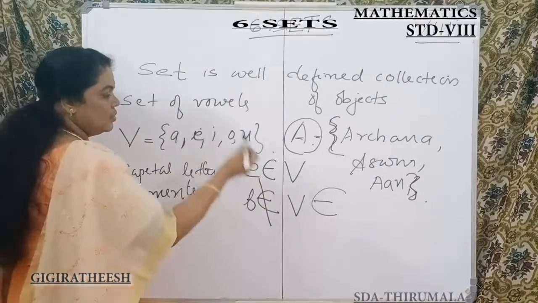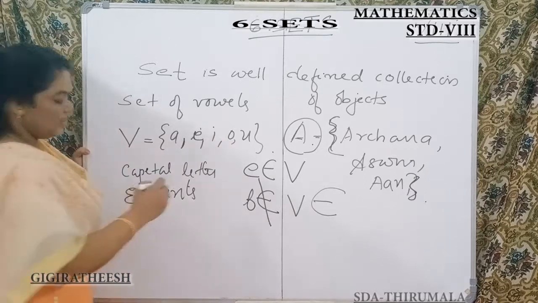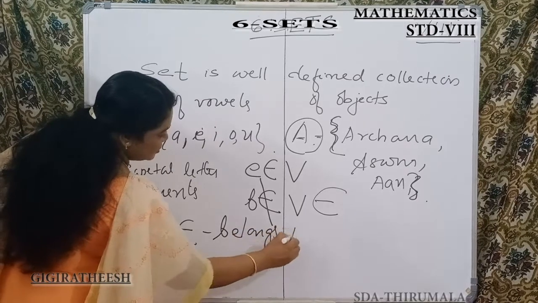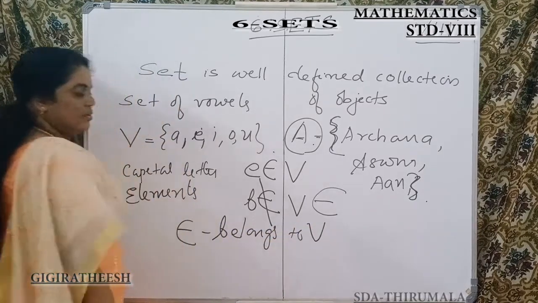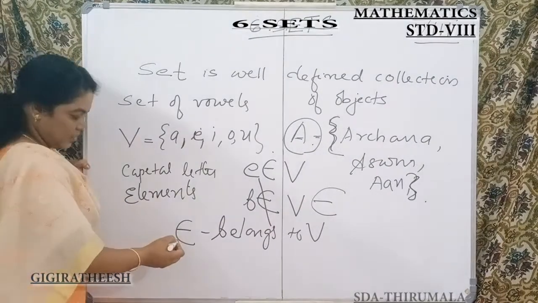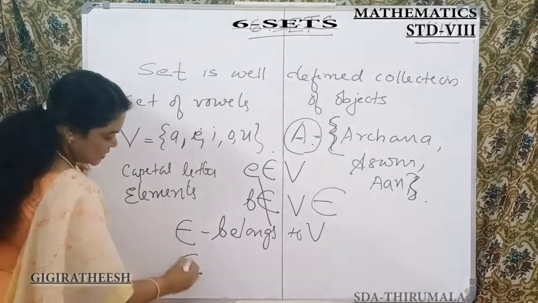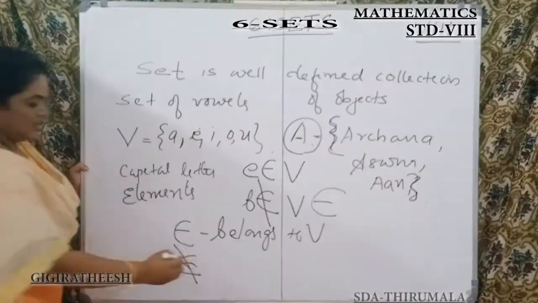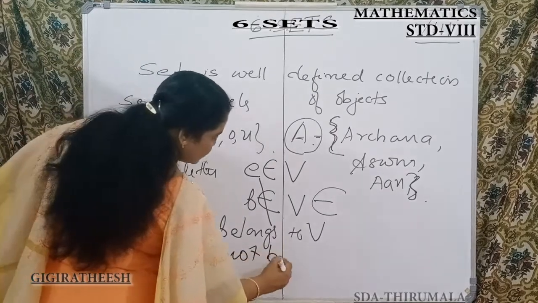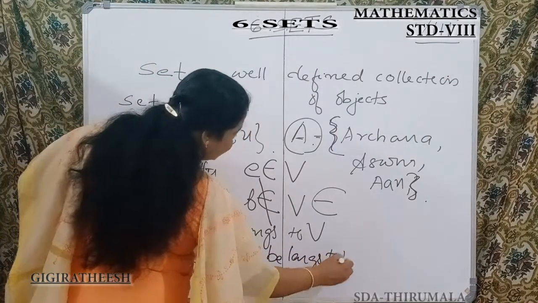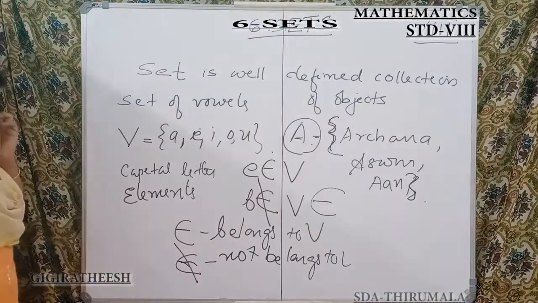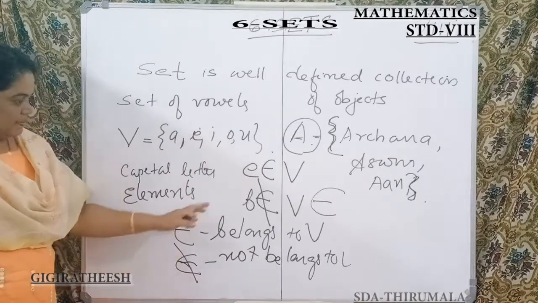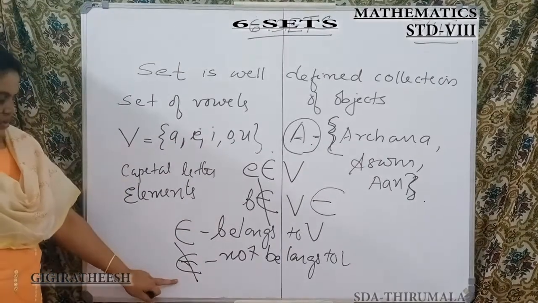This is called belongs to, or element of. Belongs to the set, for example set V or A. This is what we call belongs to, or, crossed over, not belongs to. That is, E is an element of V, or B is not an element of V.